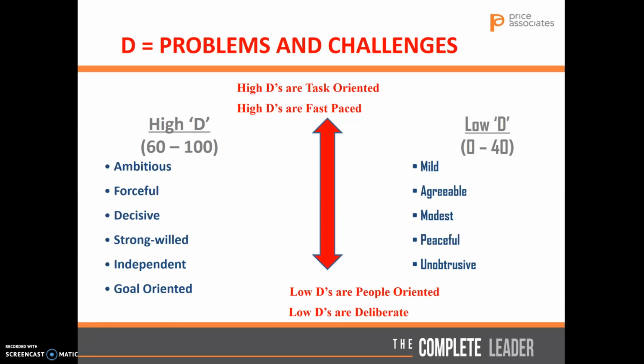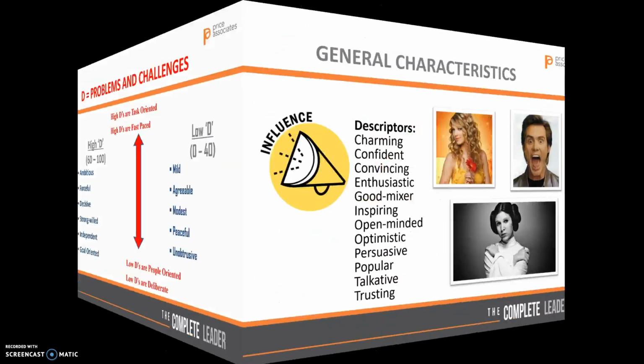So, high Ds are task-oriented, and they are also fast-paced. So there's two questions you can ask. Are they task-paced or people-oriented? Or are they fast-paced or slower or more deliberate? So the low Ds have more sense of people, and they are more deliberate, or they're a little bit slower paced. They like to take their time and really make sure that they get things right the first time. So that's kind of the difference between the high D and the low D.